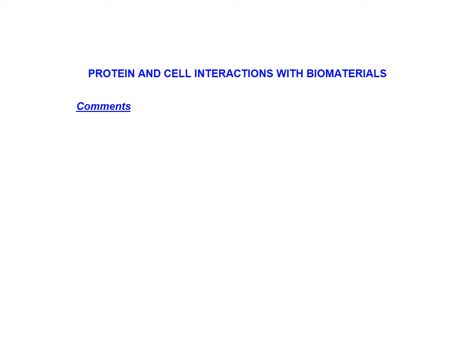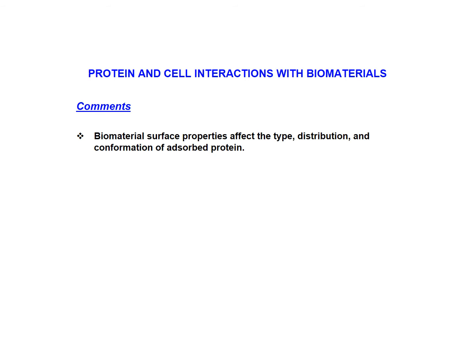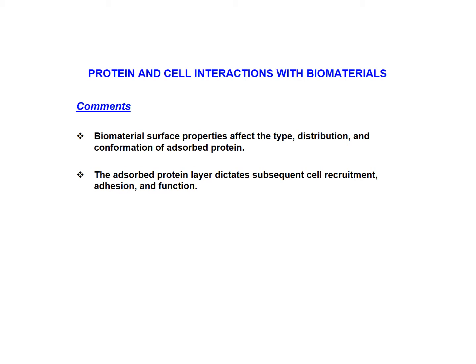Additional reminders regarding the role of adsorbed proteins in subsequent cell interactions with biomaterials are the following facts. The biomaterial surface properties do affect and dictate the type, the distribution, and conformation of adsorbed proteins. The adsorbed proteins dictate how subsequently the cells will be recruited, whether they will adhere or not, and whether they will function or not.